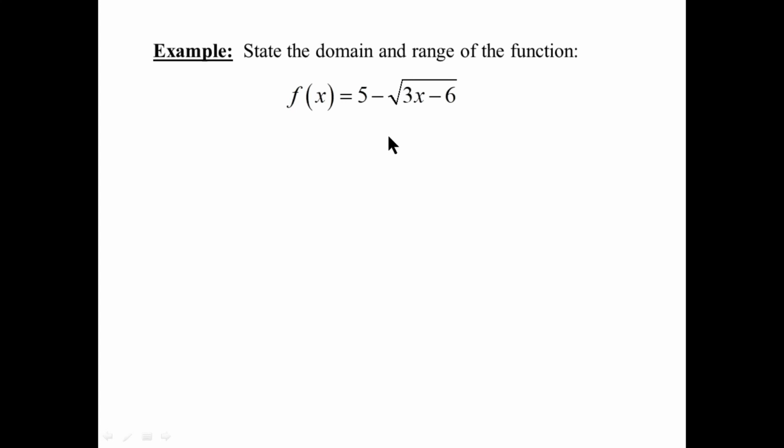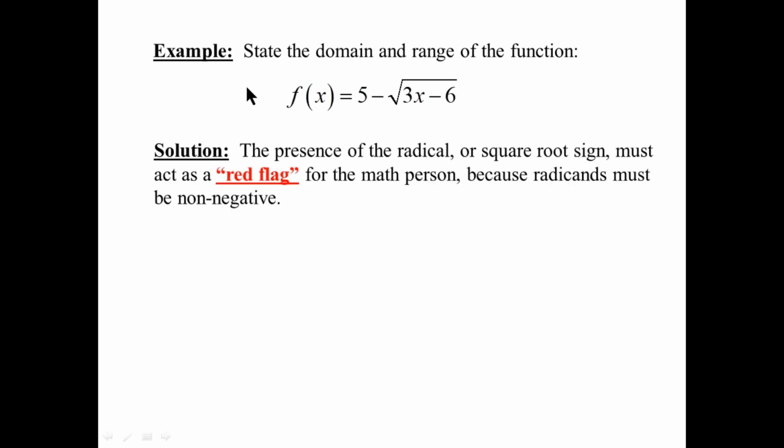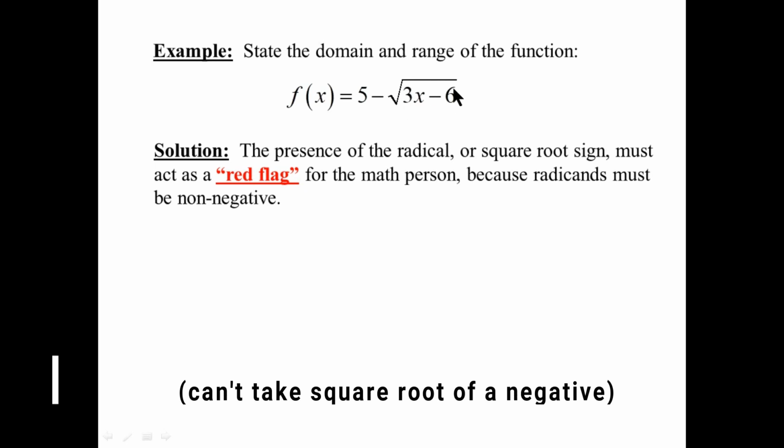State the domain and range of a function that involves a radical. A radical is a root sign. It's not a revolutionary person in this context. A radical is a root sign. Okay, solution. The presence of the radical or square root sign must act as a red flag for the math person, because radicands, now a radicand, there's a word maybe outside your vocabulary. It means the contents of the radical. It means 3x minus 6 in this case. Radicands must be non-negative, and non-negative means greater than or equal to 0.